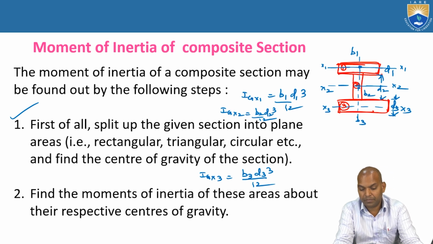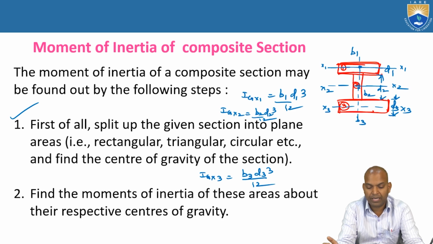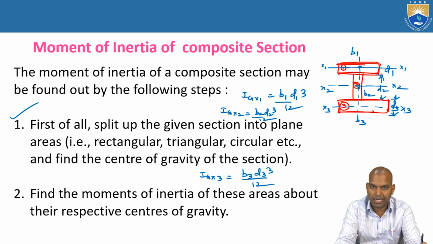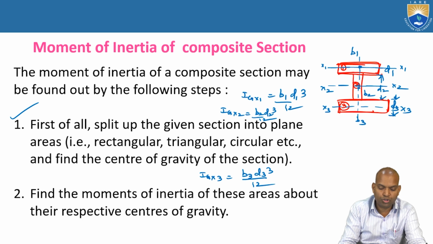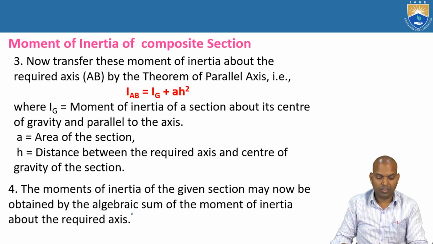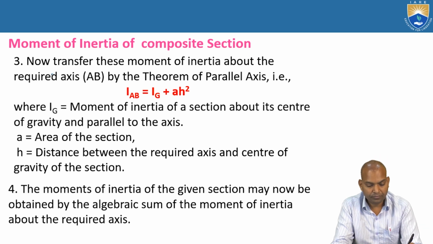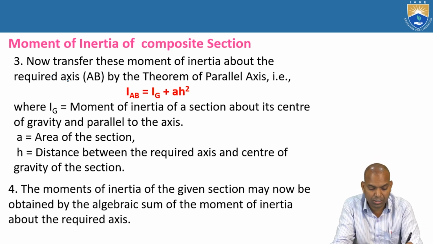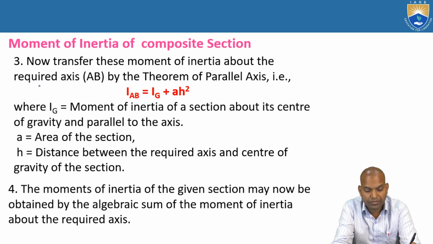This is what we consider parallel to the XX axis. Similarly, parallel to the YY axis, we should have the data of the individual, respective centers of gravity. The next step, the third step, is very important here. Now transfer this moment of inertia about the required axis. We have to transfer it about the required axis AB by the parallel axis theorem.